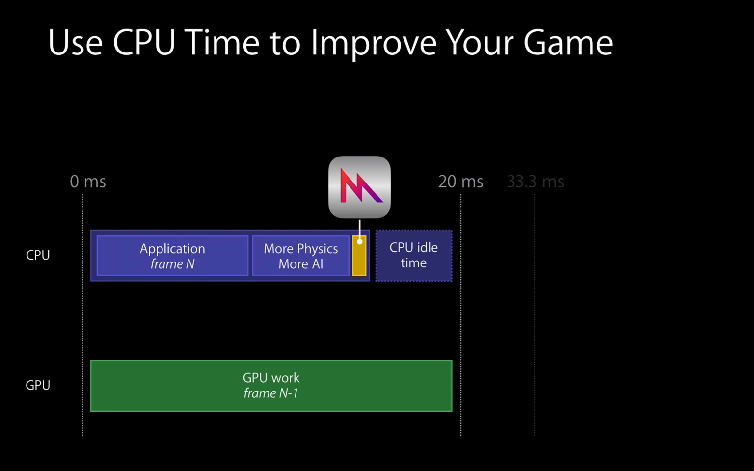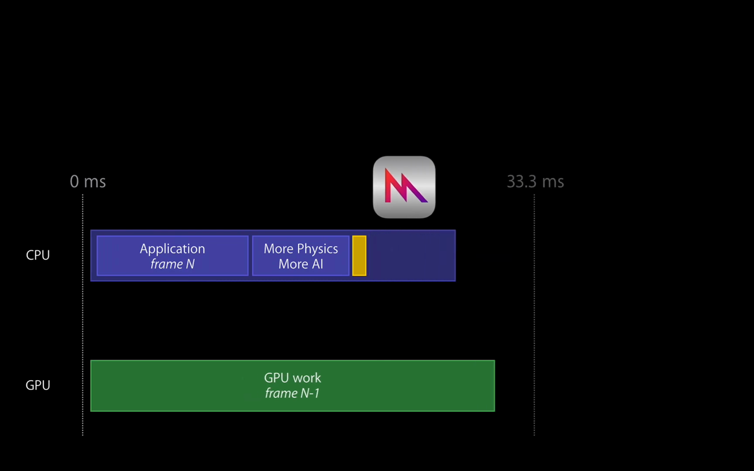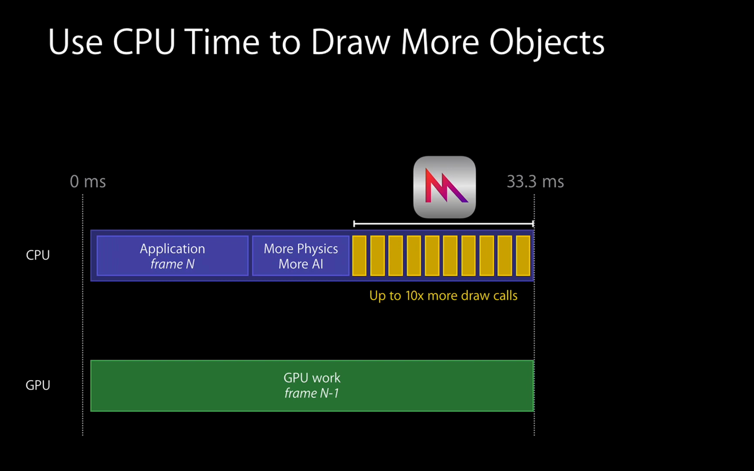You could actually use that CPU time to improve your game and make it even better. You could add more physics, or more AI, or other types of CPU workloads to your application. We have a little bit of CPU idle time here left. We could actually choose to go back to our 30 frames per second target and add even more draw calls, with Metal providing you up to a 10x increase in efficiency, and you can either draw more things with the GPU, or maybe just draw them in a much more flexible manner so you can get more visual variety. So that's what we're trying to do with Metal.